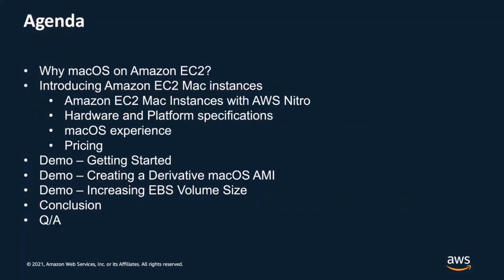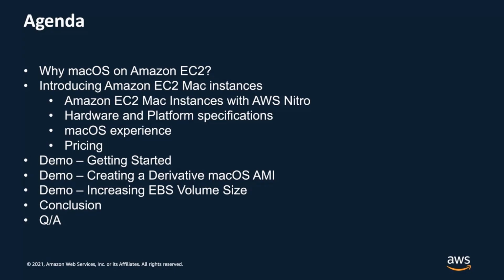So quickly going through the high-level agenda for today's webinar, we are going to start with why we chose to build Amazon EC2 Mac instances to support running macOS for our customers. Then we will go through a high-level overview of how we built EC2 Mac instances with AWS Nitro, what the hardware and platform specs are, and what the macOS experience is like on EC2 Mac instances. Spoiler alert, it's similar to any other Windows or Linux instances that we offer today. Then we are going to cover pricing.